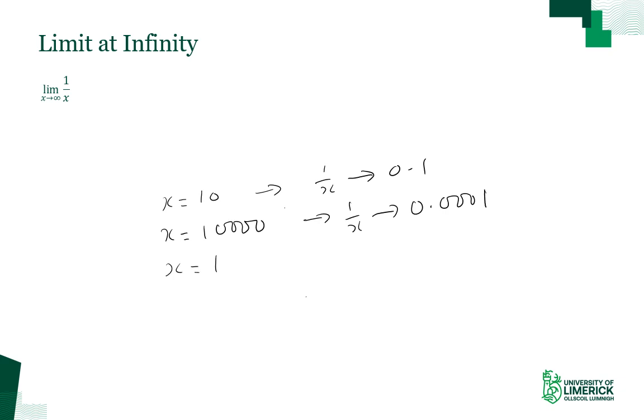When x is much larger, tending to infinity, maybe 1 million, then 1 over x will be 0.000001. So you can see 1 over x is becoming very close to 0, approximately equal to 0. That's why we say the limit as x tends to infinity of 1 over x is equal to 0, because we are dividing 1 by a very large number. So it's becoming 0.